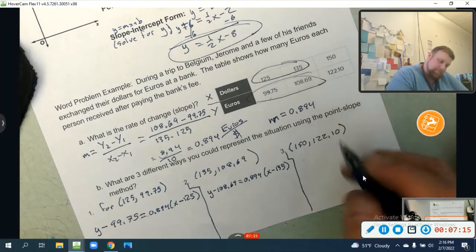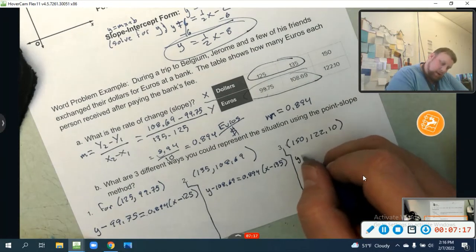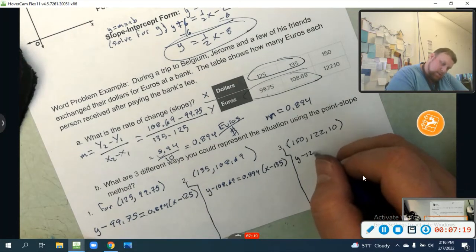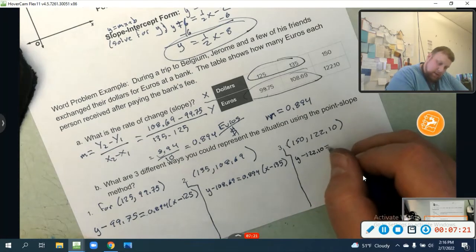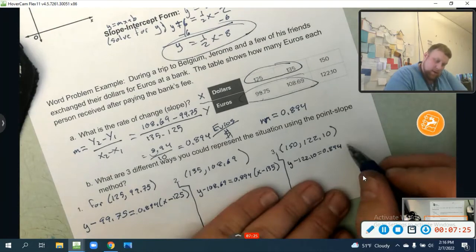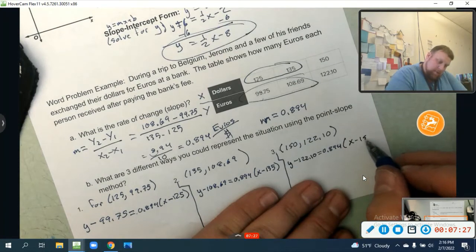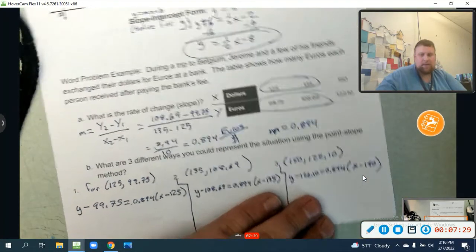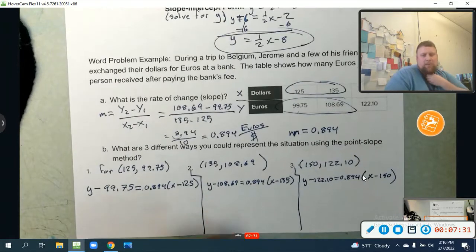122.10, I'm going to have y minus 122.10 equals 0.894 times my x minus 150. Again, pause it if you need to, but that's really all we're doing. I just want to know that you can put them in point slope form.